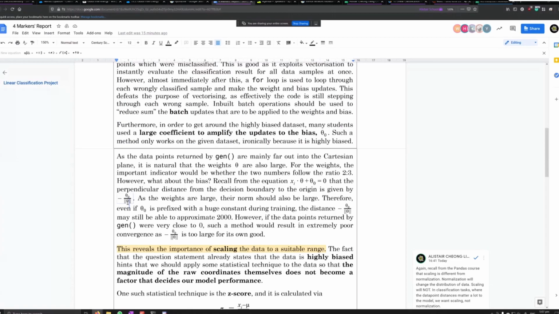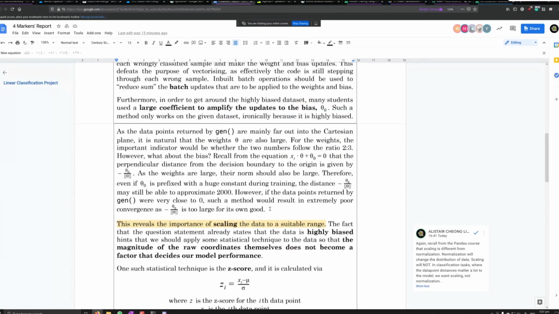But somehow, even though your bias ends up becoming a few million at the end, you can draw a nice line. It's because when you consider the perpendicular distance from the boundary to the origin, you have a big number on top, that is your huge theta naught, and a big number on the bottom, that is the huge norm of your weights. Remember, the L2 norm is the Euclidean distance, basically just the application of Pythagoras theorem, right? So that's why it can approximate 2000.